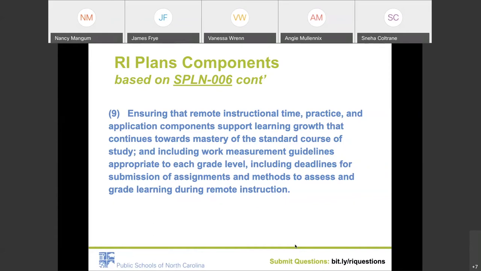One of the things that Nancy will talk to you about in a minute is that instructional time expectations in a remote learning setting will differ from a traditional face-to-face setting. And your considerations in student time are certainly going to have to take into account the various settings that our students will be in. We know that we have students that will be taking care of siblings at home or sharing computers. So certainly the time component is going to be very important.